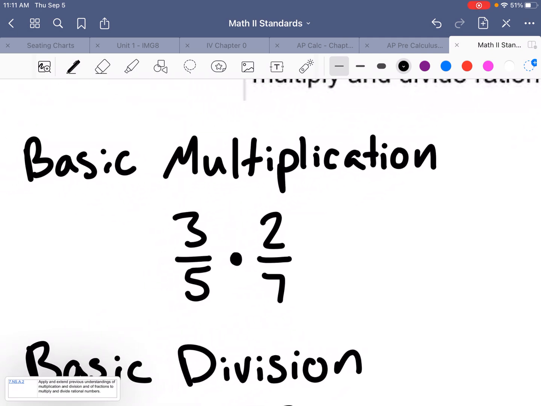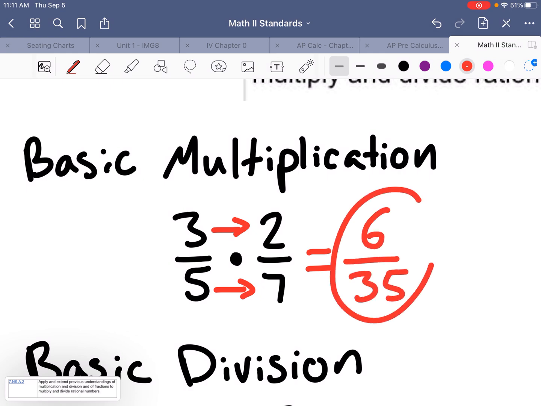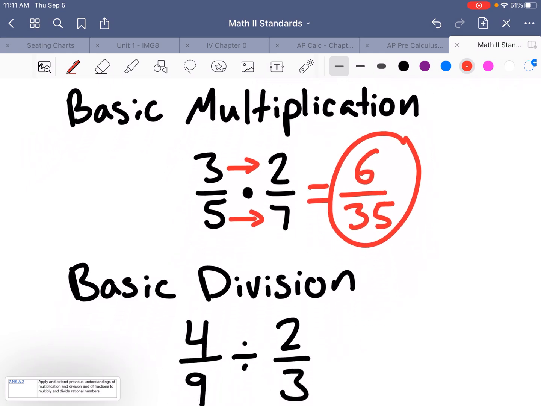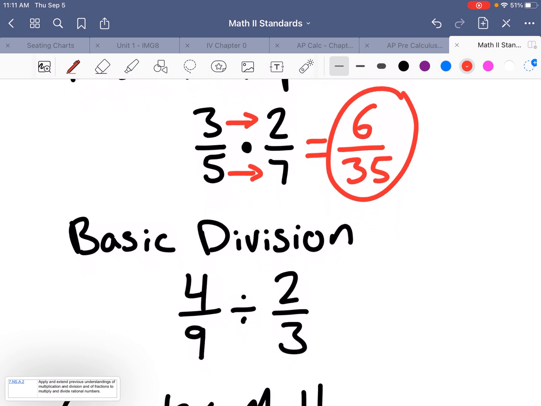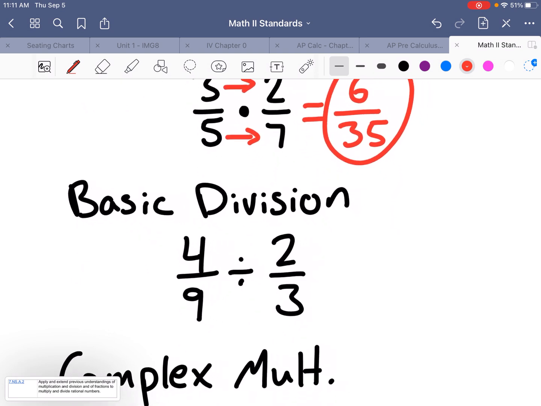So jumping into basic multiplication. Basic multiplication of fractions is very, very easy. All you do is multiply straight across the top and straight across the bottom. So 3 times 2 is 6, 5 times 7 is 35, you're done. Easy. Now, division is a little more complicated, just a little bit, but it's not bad.